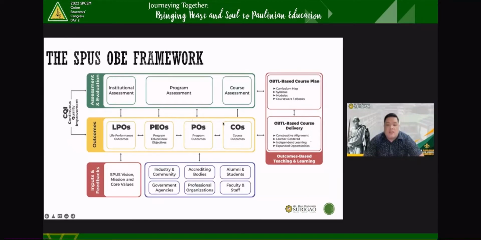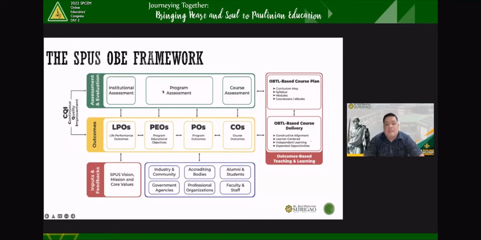Of course, we are also conscious about the constructive alignment of the learning outcomes, the teaching and learning activities, and the assessment tasks. These course deliveries are assessed based on the outcomes of the course. We call that course assessment. When we assess the program outcomes, we call that program assessment. And for the LPOs, we call that institutional assessment.